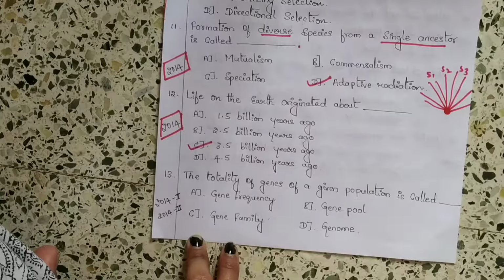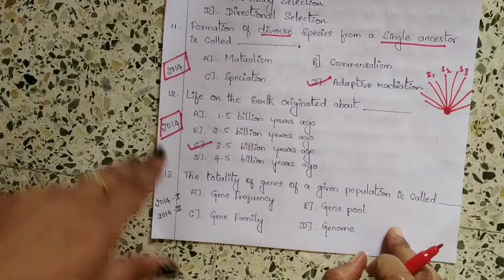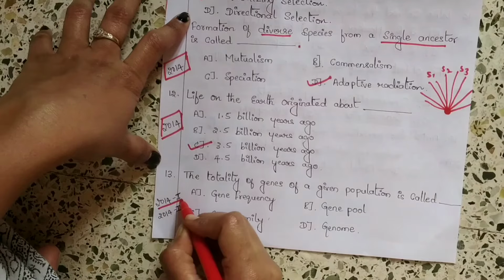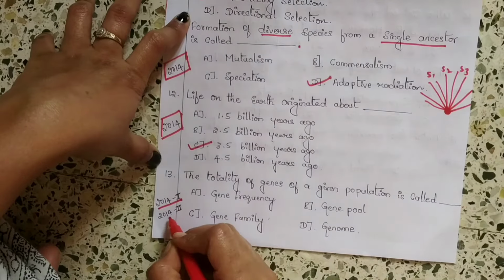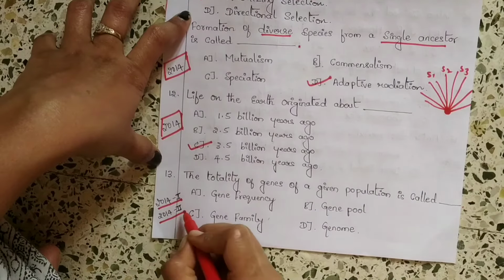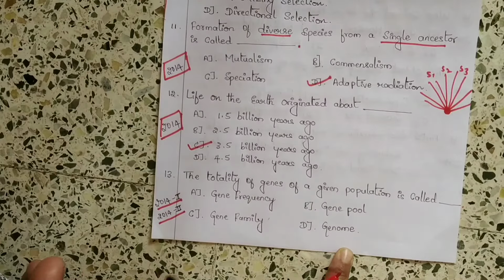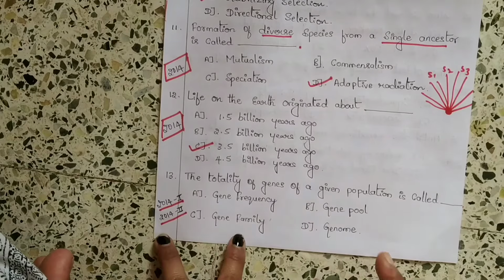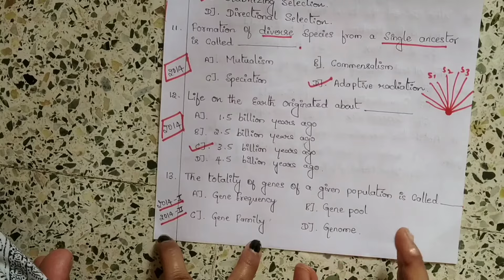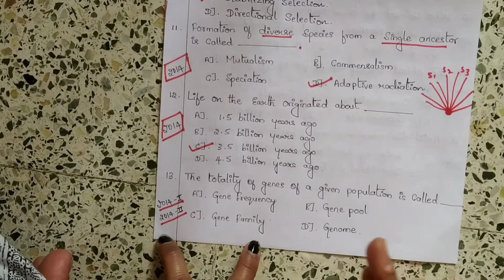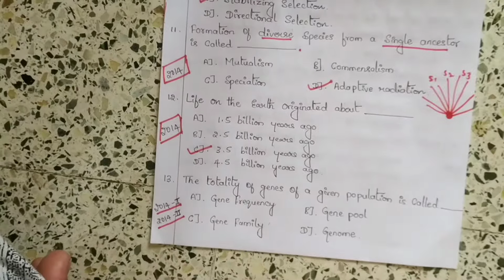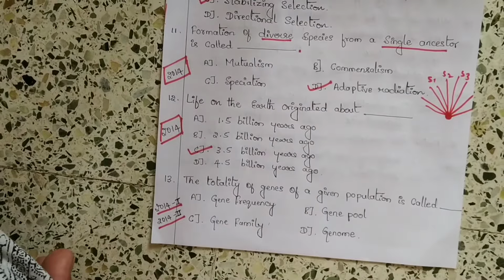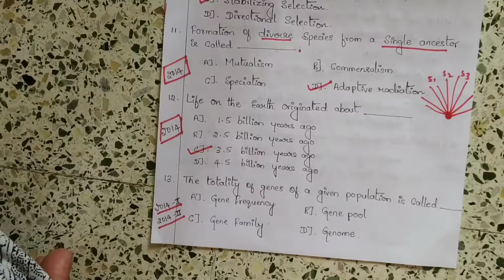The totality of genes of a given population is called, which was asked in the year 2014 in the first paper, and repeated in the 2014 second paper also, the same question. As I told before, questions will sometimes repeat from previous years, so it is very important to solve the questions after you prepare a particular topic.